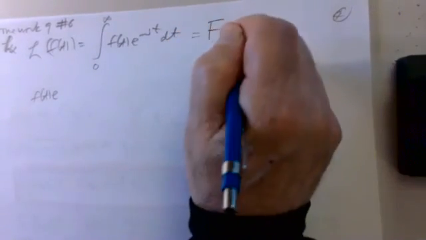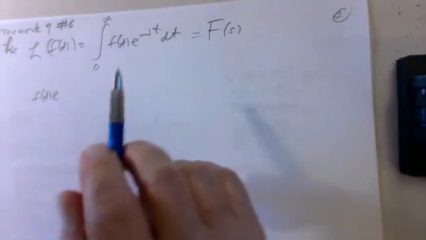So remember the definition of the Laplace transform. This is homework 9, number 6. The Laplace transform of a function f of t is the integral from 0 to infinity of f of t e to the minus st dt. So suppose this is capital F of s. That's capital F, the Laplace transform.